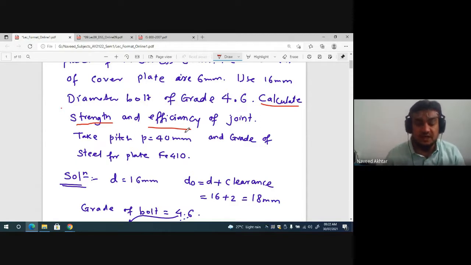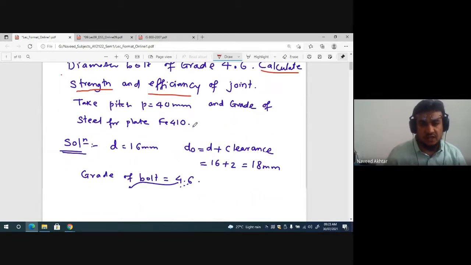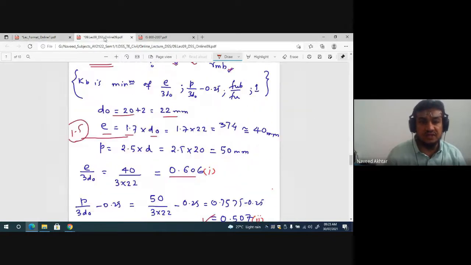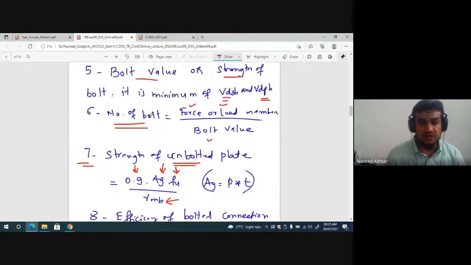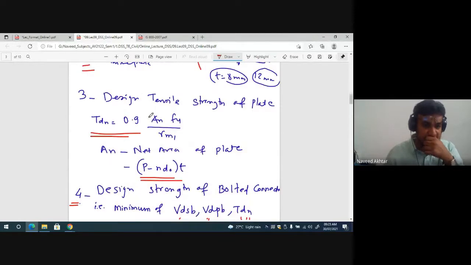Strength of joint is nothing but the minimum of VDSB, VDPB and tensile strength of plate, per pitch length. So you have to calculate these three, and then for efficiency, you divide the strength of joint by the strength of the unbolted plate. So all the formulas we have discussed in the previous lecture, you have to use.